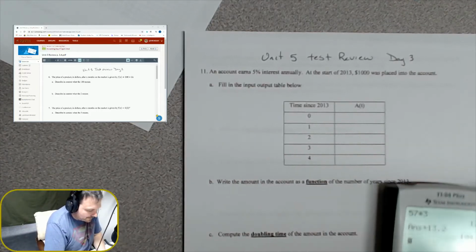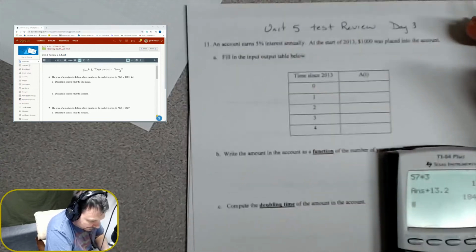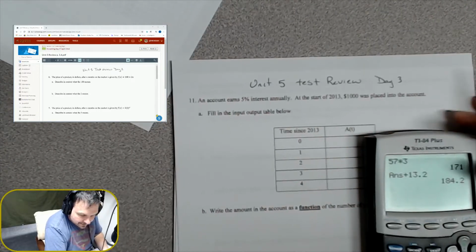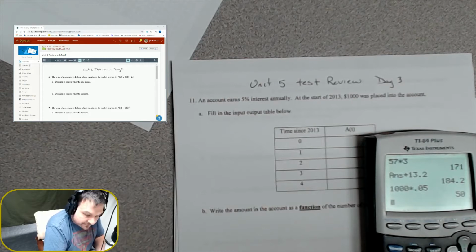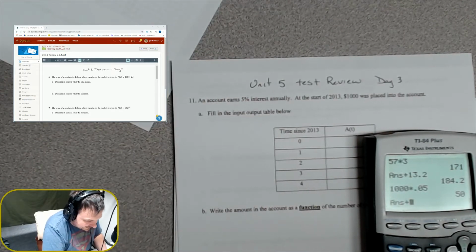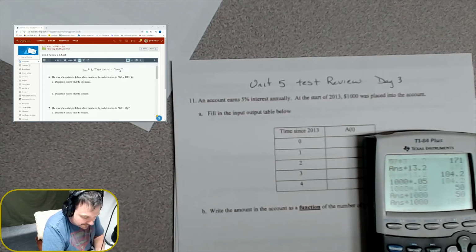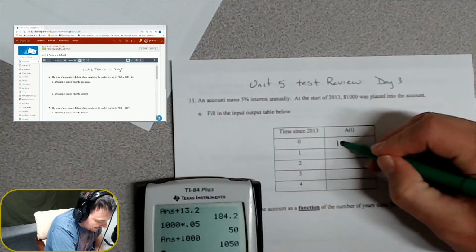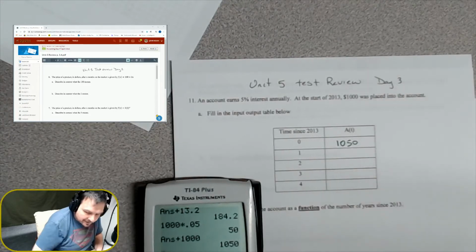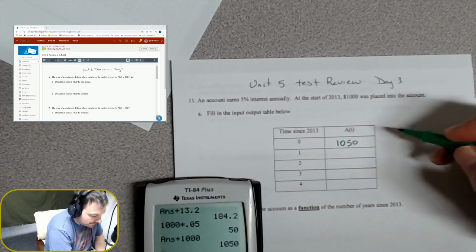All right, the equation is, if it earns 5%, then we take 1,000 and multiply it by 5%. Now remember, percent, you have to move the decimal place over. So we earned $50. But we don't have just $50. We have to add that back to the original amount. So really, the amount we have is the $1,000 plus the $50.